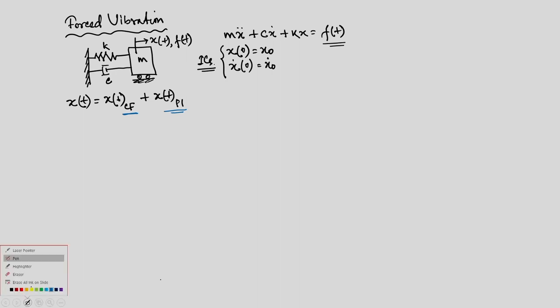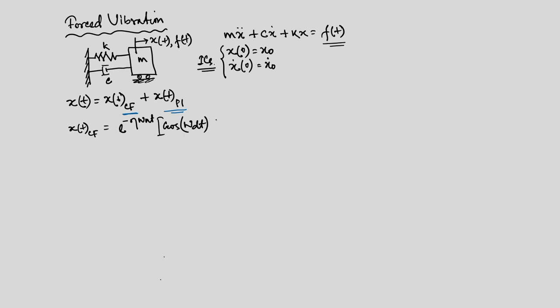Now before we do that, if you recall, what is the first part, x of t complementary function? It is e to the power minus eta omega n t, times C cos omega d t plus D sin omega d t. So, that is the solution we derived earlier, and there are two constants C and D, and that we evaluate from the initial condition. So, that is what we have already solved.